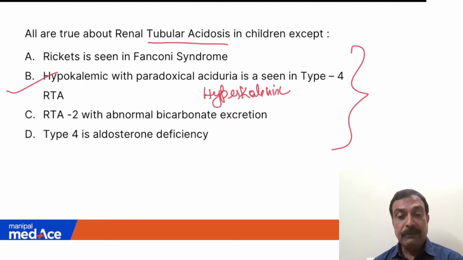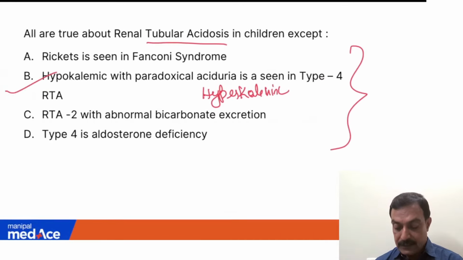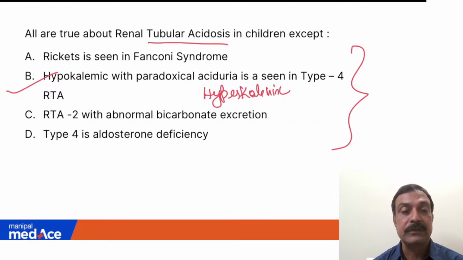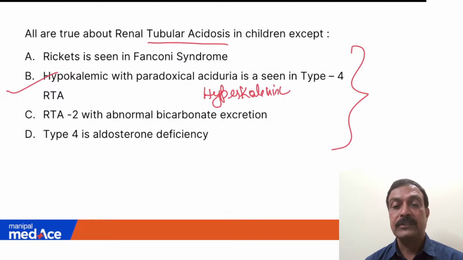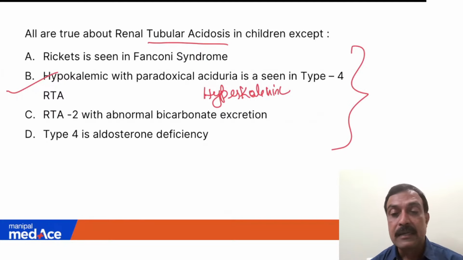So these are the few questions that have been asked in your INICET exams related to pediatrics, and I have covered a few of the questions here. I have tried to answer a few of the questions in the chat box. If anyone has any questions related to whatever I asked, I'm ready to answer.